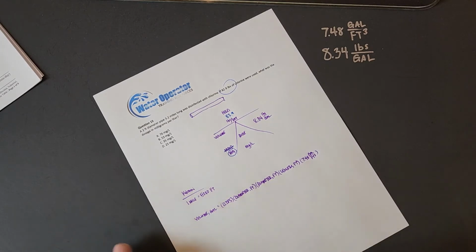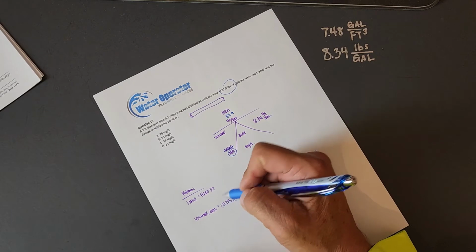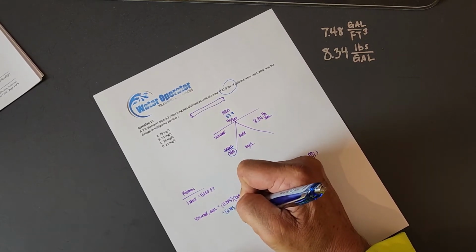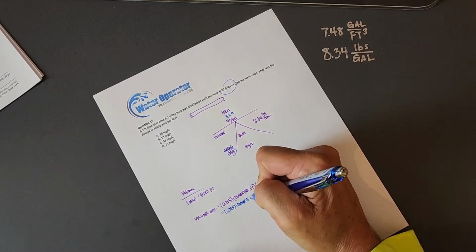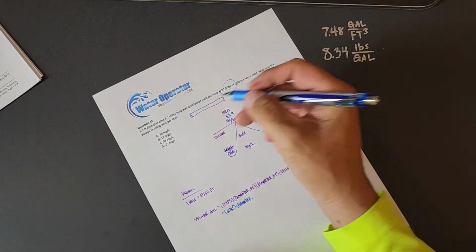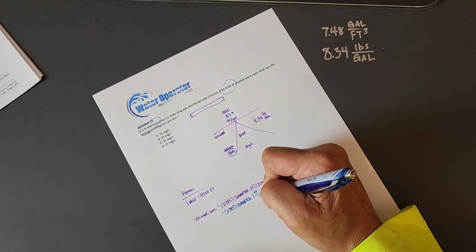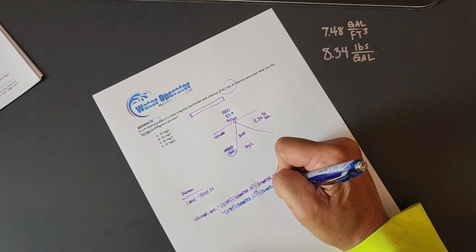Now let's rewrite this equation with all the proper variables. Equals 0.785 times the diameter. The diameter is 2 feet. Multiply that by the diameter again.